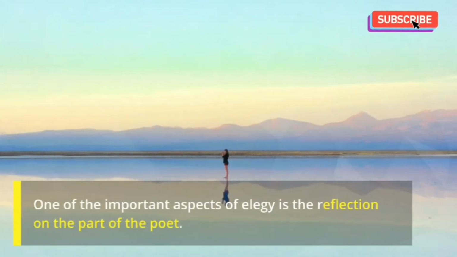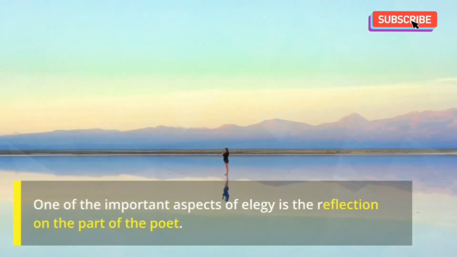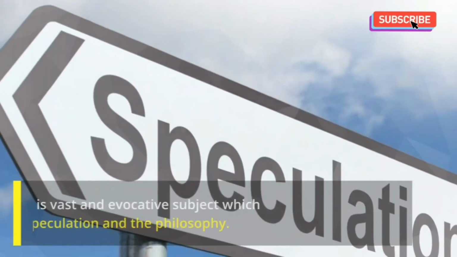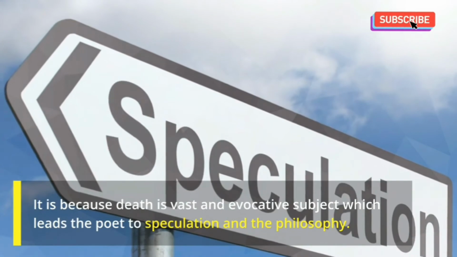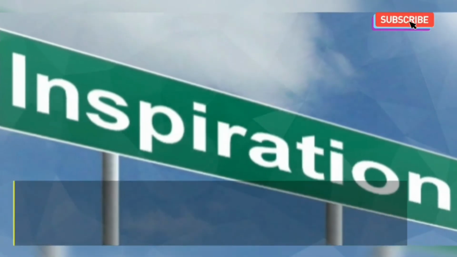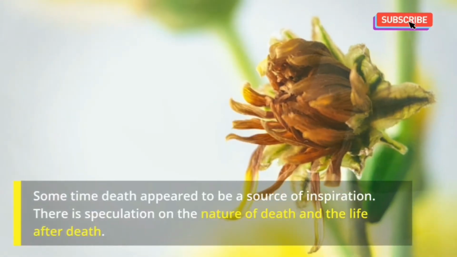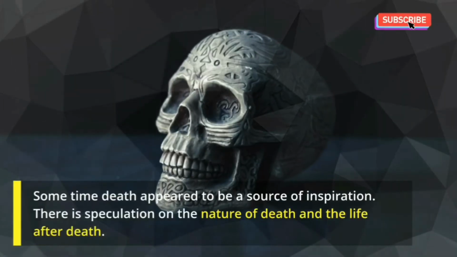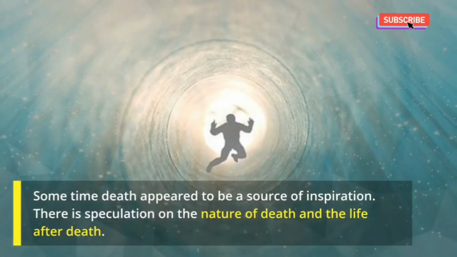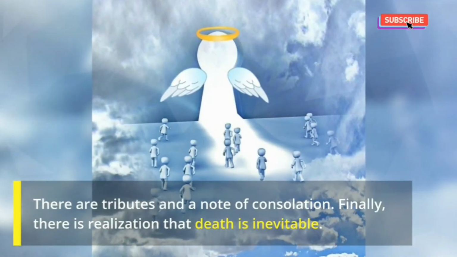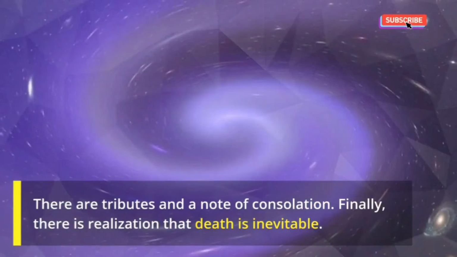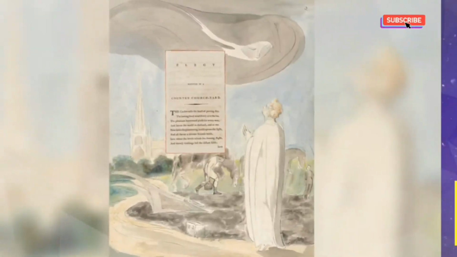One of the important aspects of elegy is the reflection on the part of the poet. It is because death is a vast and evocative subject which leads the poet to speculation and philosophy. Sometimes death appears to be a source of inspiration. There is speculation on the nature of death and the life after death. There are tributes and a note of consolation. Finally, there is the realization that death is inevitable.